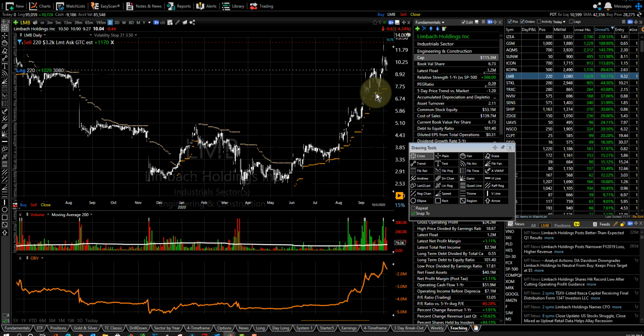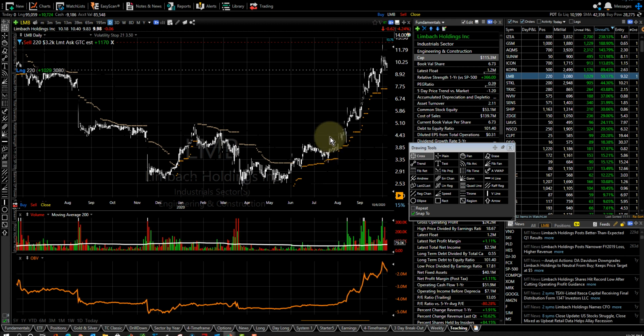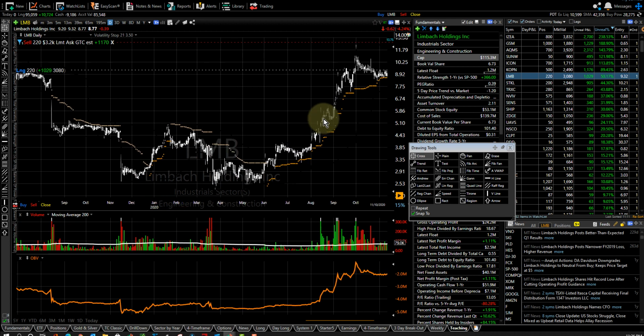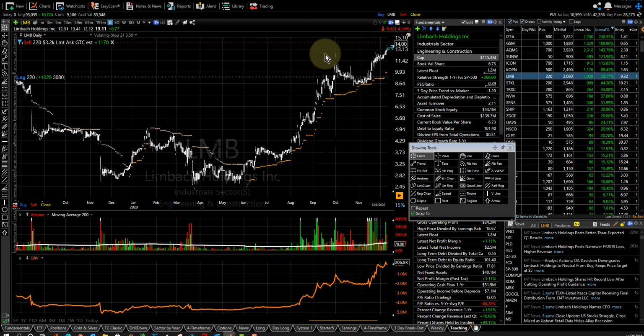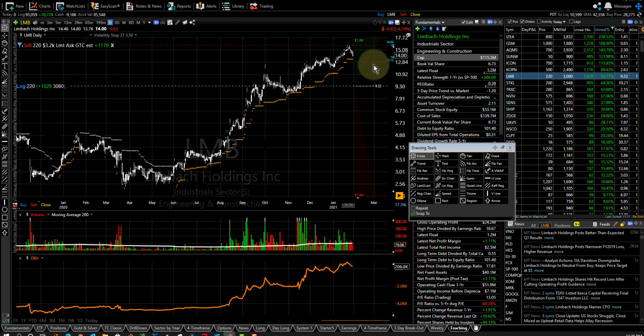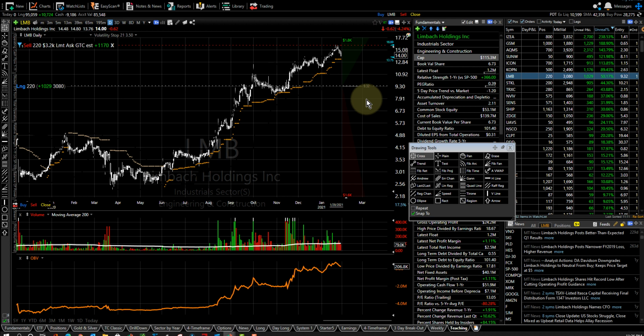You have strong on-balance volume, and you're coming out of a long base. So I traded this one even though it was a little extended, and it fell into this other consolidation period and has since run up to 14. I got in at 9.32.